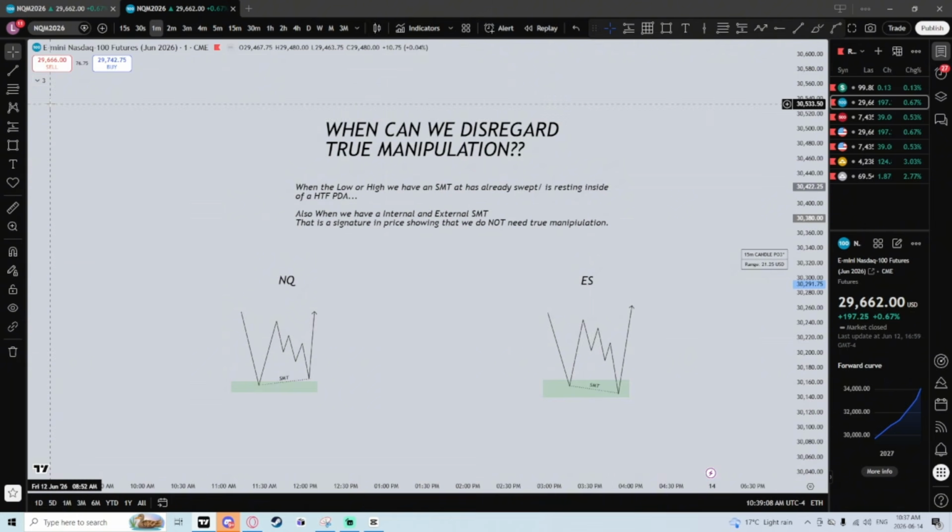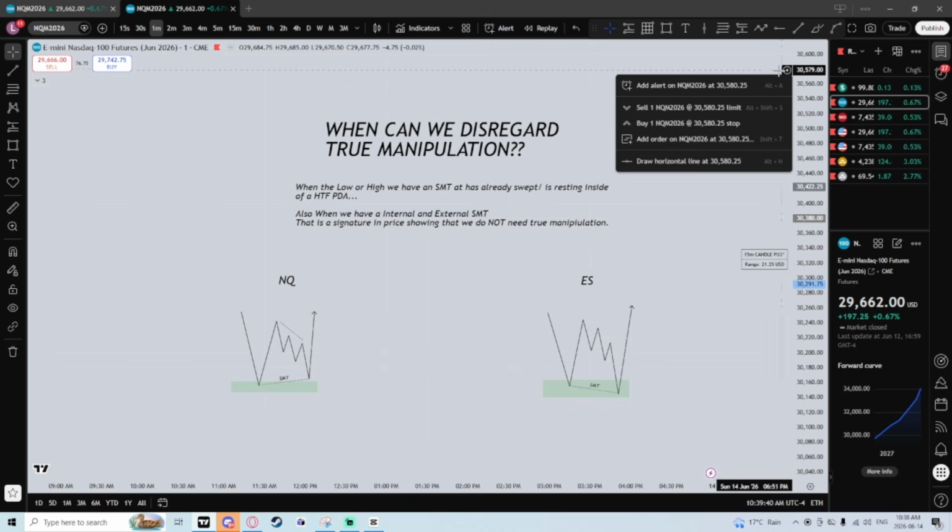I'm not saying that every time we get a bullish SMT with a low inside of a higher time frame PDA that we will deliver off of this. This is not me saying that every time this happens we will deliver. Sometimes we will resweep to get actual true manipulation and then take us there. But these are just some scenarios where we can disregard it if there is a nice signature in price, maybe a really strong DOL above. In this case, we have low resistance liquidity. Maybe this is an unmitigated 15-minute, take a good solid mech to then go lower.